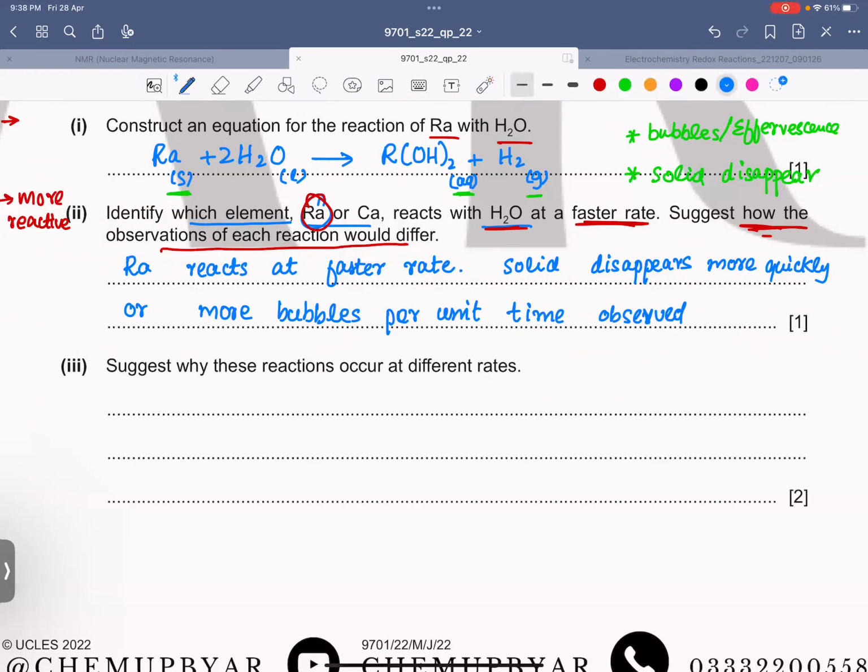Suggest why these reactions occur at different rates. And it's of 2 marks, okay?